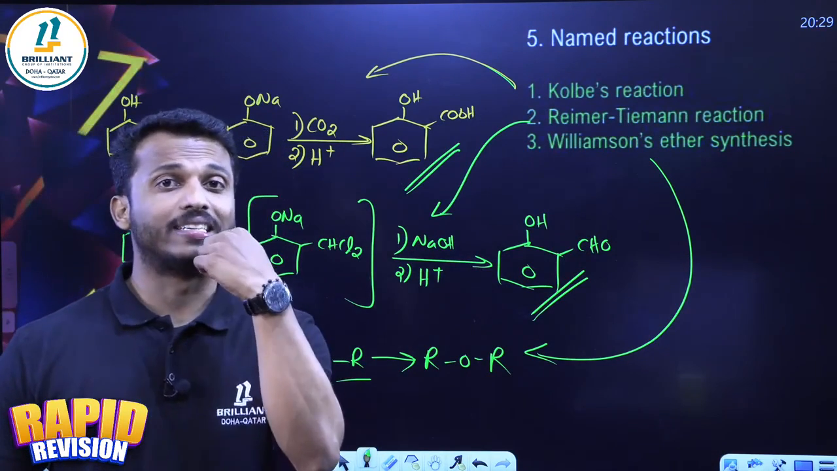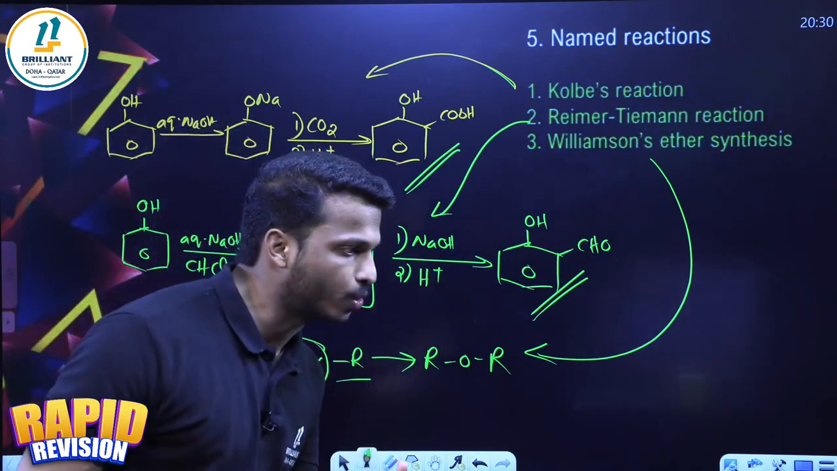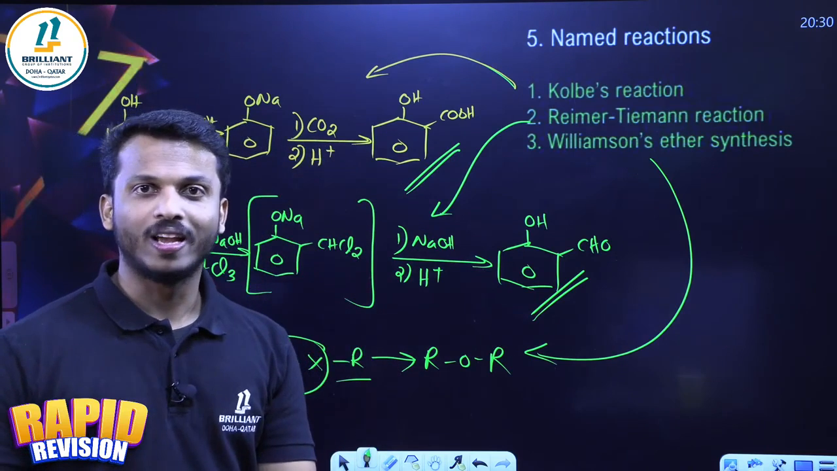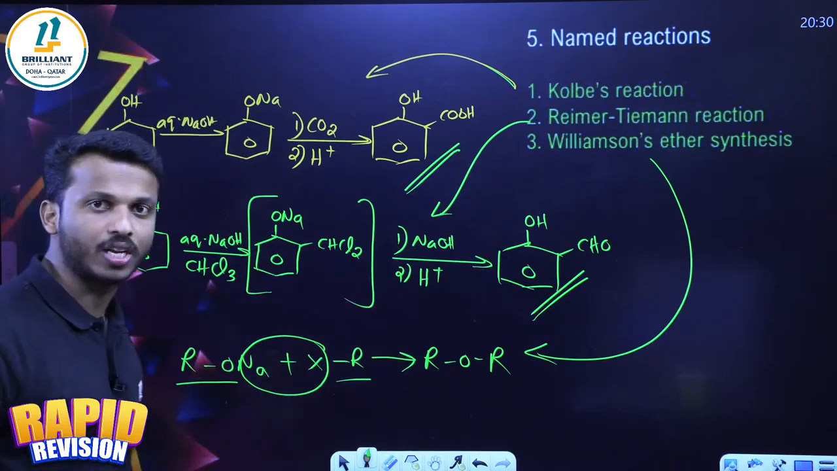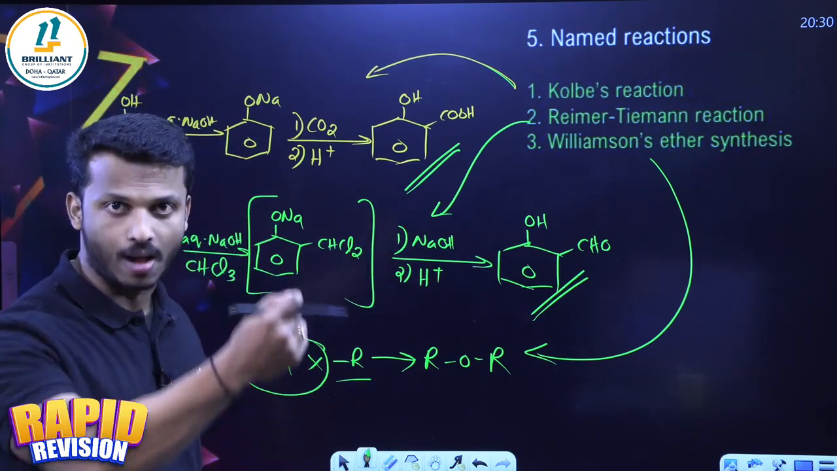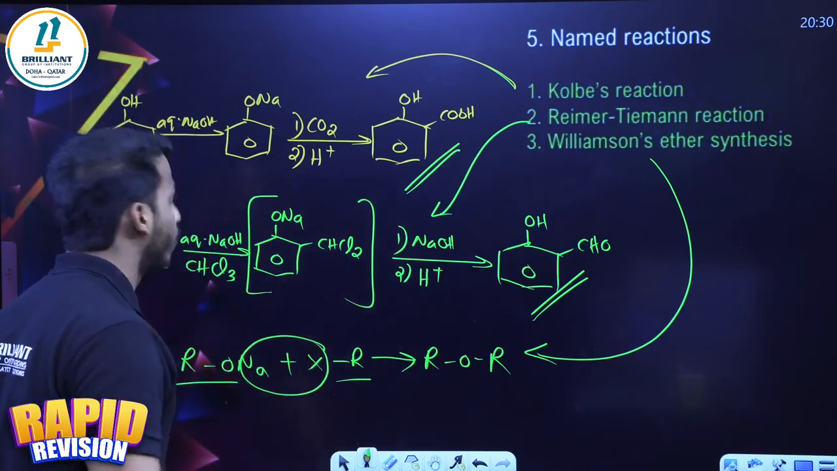Naming reactions are a direct question. Even some conversion questions we can expect. Hope that is clear. These are the naming reactions, so most importantly, we can expect a direct question: explain the following with an example. So please study examples also for this.